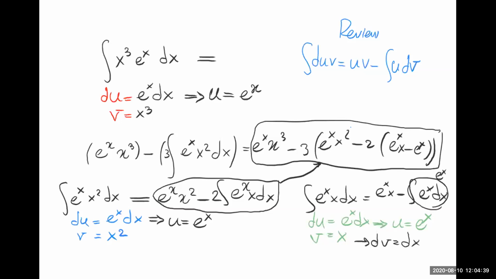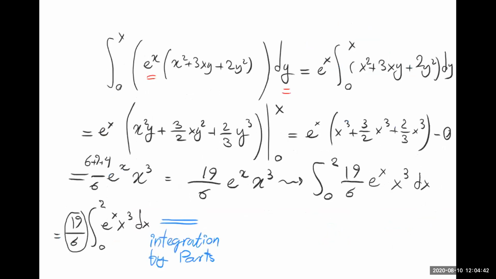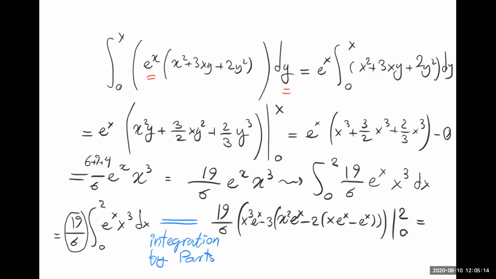But remember, in the previous slide, we had 19/6 behind it. So we have x cubed e to the x minus 3x squared e to the x plus 6x e to the x minus 6e to the x, from 0 to 2. You should compute it at 2, compute it at 0, and subtract. And I would trust you.